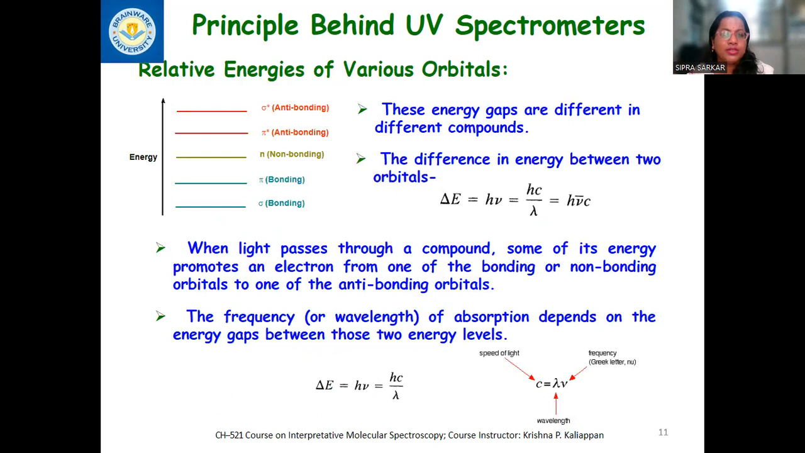Now, relative energies of various orbitals. So, for the different structures, there are different sigma, pi, non-bonding, and pi star, anti-bonding, sigma star, different bonding orbitals. So that will be discussed in our later class.